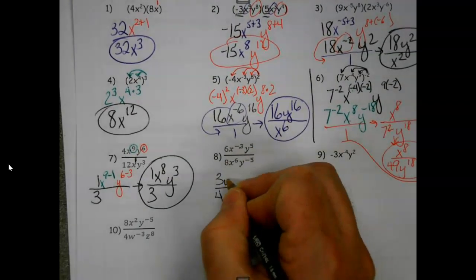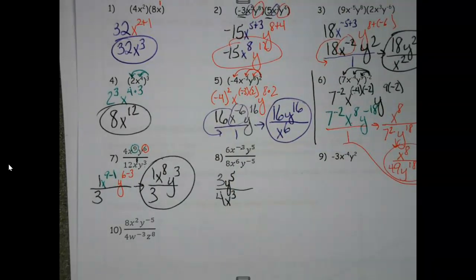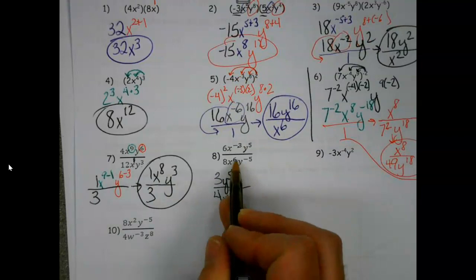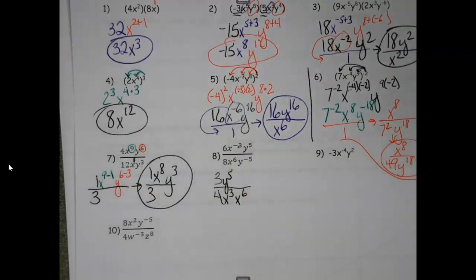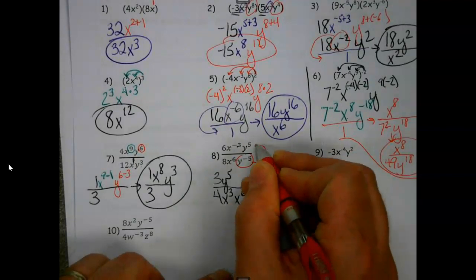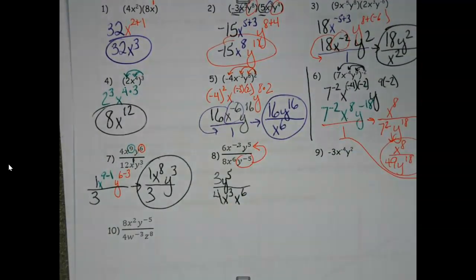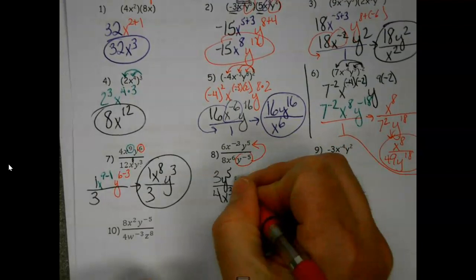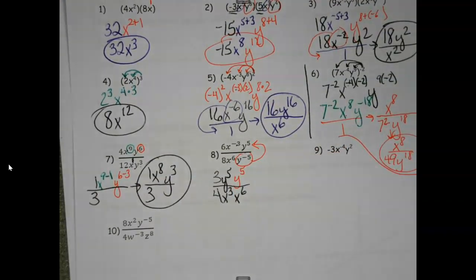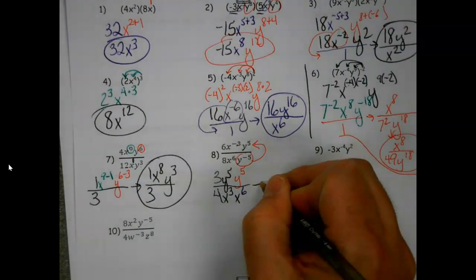Y to the 5th, you're behaving yourself. We'll leave you alone. Down here in the denominator, x to the 6th, you're behaving yourself. I will leave you alone. But here's a new twist. I have a negative exponent, but it's down below. The rule has not changed. Flipping still needs to occur, but now we're going to flip up to the top with that y to the fifth. So when we say flip it, top goes to the bottom, bottom goes to the top. And everything is positive now, which makes my life so much better.